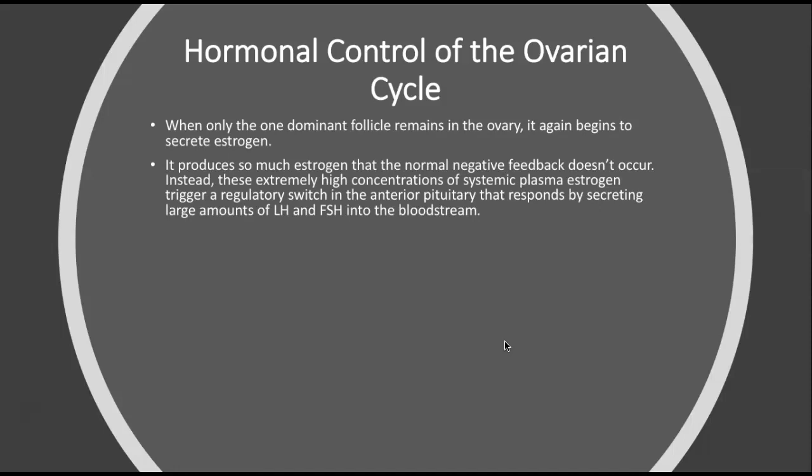It produces so much estrogen that this normal negative feedback doesn't occur. Instead, these extremely high concentrations of estrogen trigger a switch in the anterior pituitary that responds by now suddenly secreting large amounts of luteinizing hormone and follicle stimulating hormone.